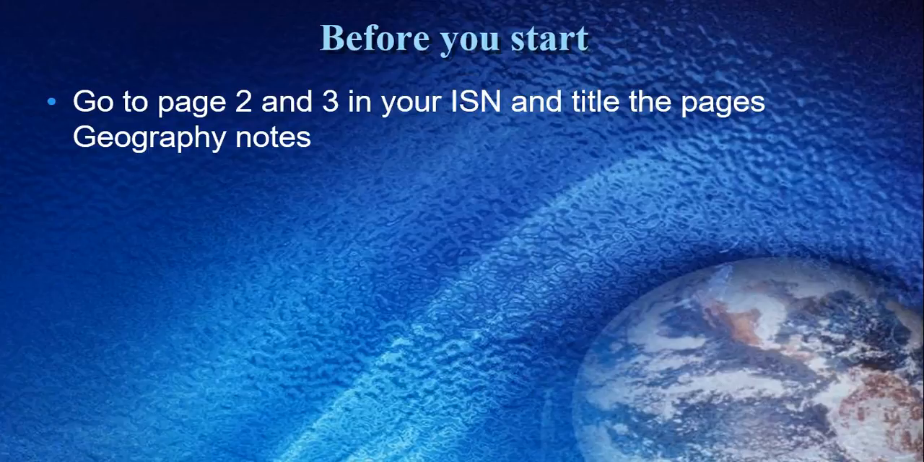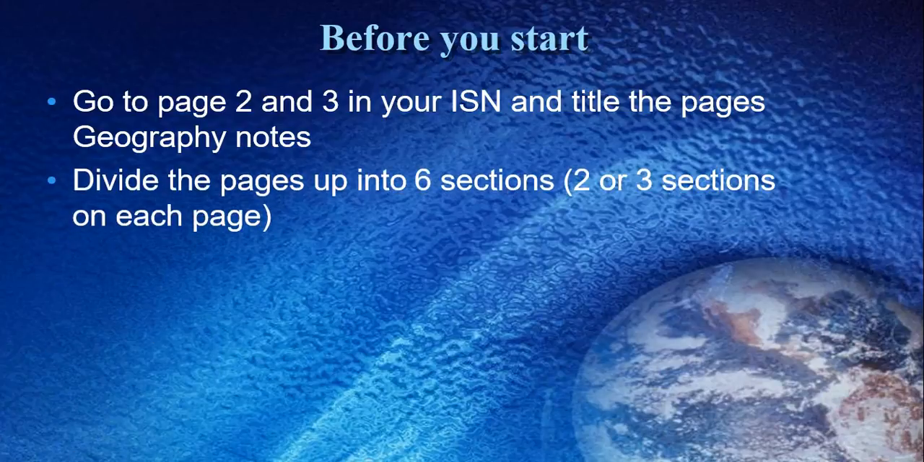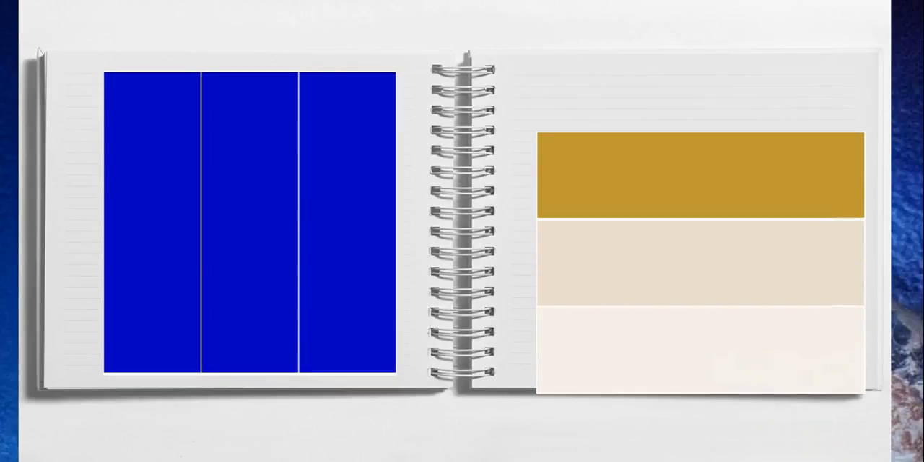Now before you start, go to page 2 and 3 in your ISN and title the pages Geography Notes. Divide the pages up into 6 sections. You're going to have 3 sections on each page. Initially I was going to give you 5 sections, but I decided to give you 6 because some kids might need extra notes. So here's my example. You don't have to do it this way. You could do it sideways, you could draw circles for your box, or you could just number the pages. It's totally up to you.